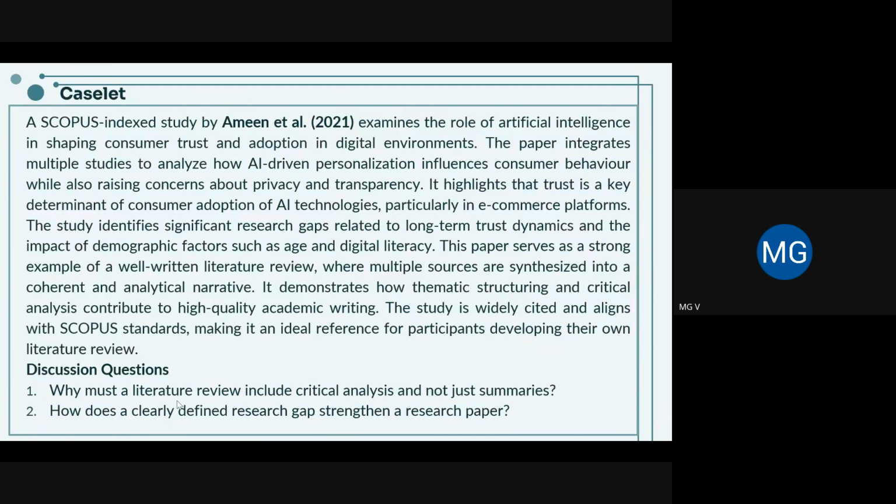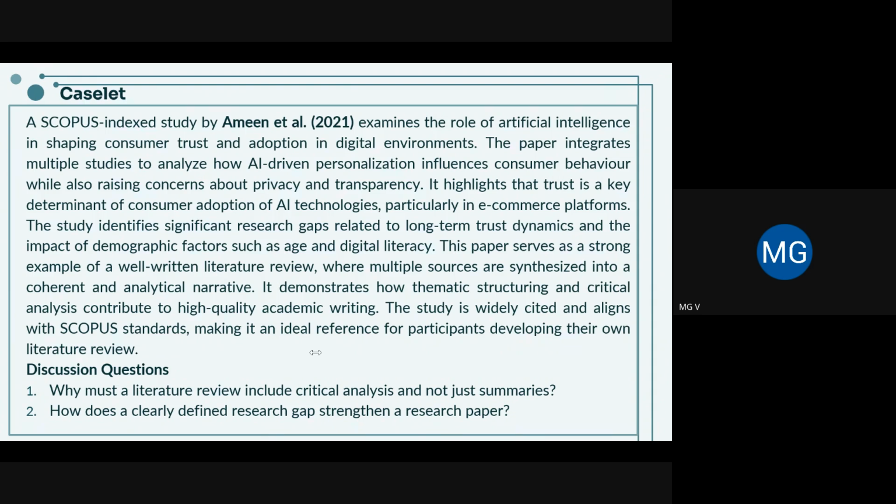Now we have a caselet. A Scopus-indexed study by Amin et al., 2021, examines the role of AI in shaping consumer trust and adoption in digital environments. The paper integrates multiple studies to analyze how AI-driven personalization influences consumer behavior, while also raising concerns about privacy and transparency. It highlights that trust is the key determinant of consumer adoption of AI technologies, particularly in e-commerce platforms.